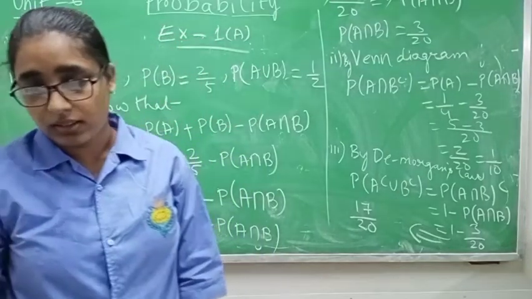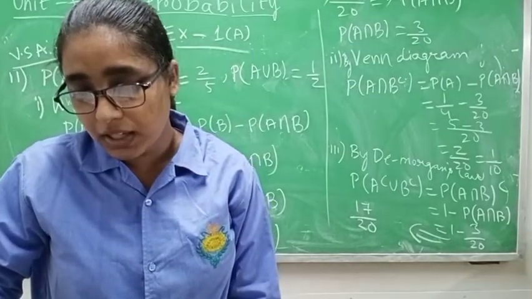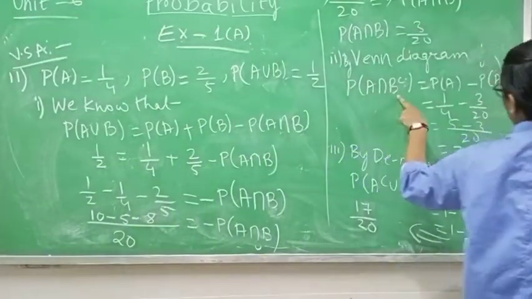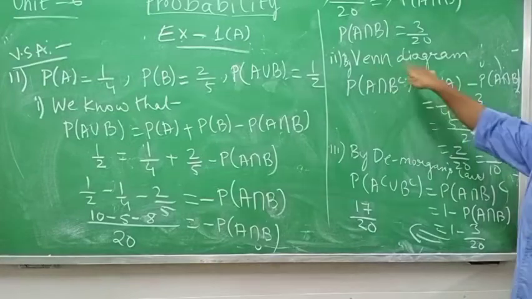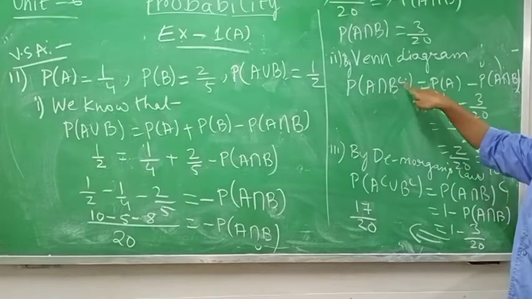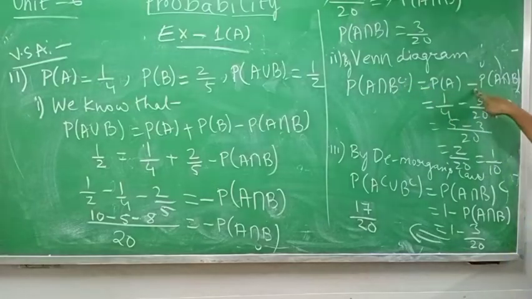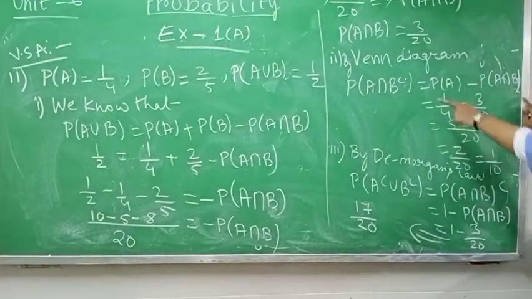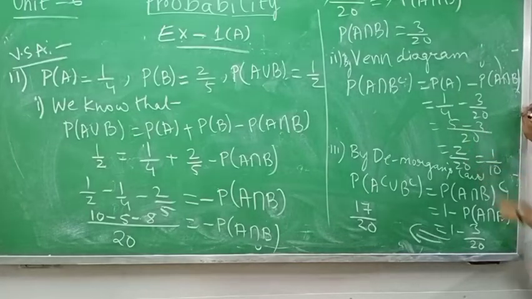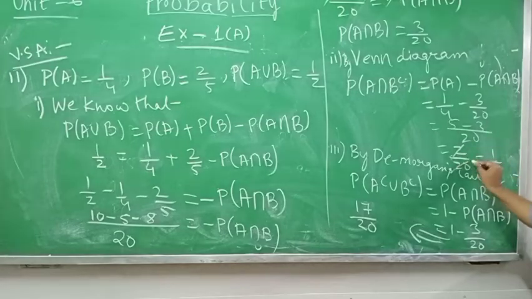Now the second question, they are asking P(A intersection B complement). So P(A intersection B complement) means you have to use the Venn diagram formula. By Venn diagram I have written already, P(A intersection B complement) equals P(A) minus P(A intersection B). P(A) value is 1/4, P(A intersection B) value is 3/20. When you take the LCM, 5 minus 3 is 2, so 2/20. In 2's table you can cancel, 2 ones are 2, 2 tens are 20, so you get 1/10.